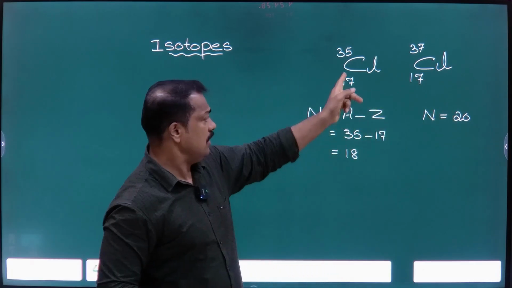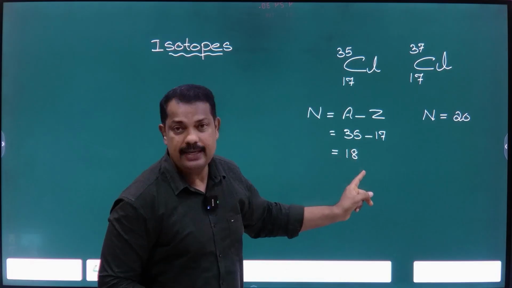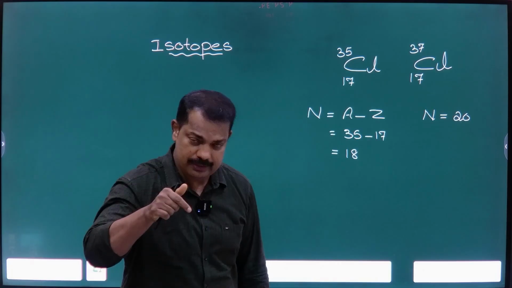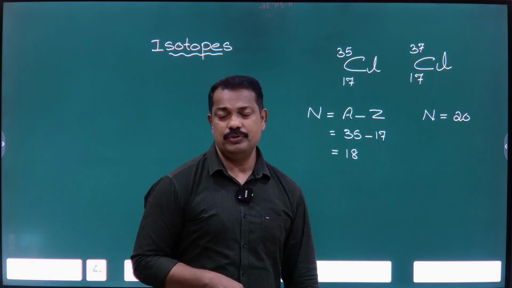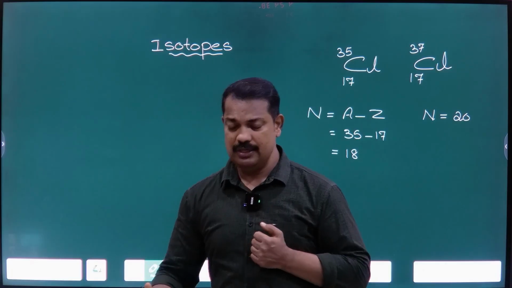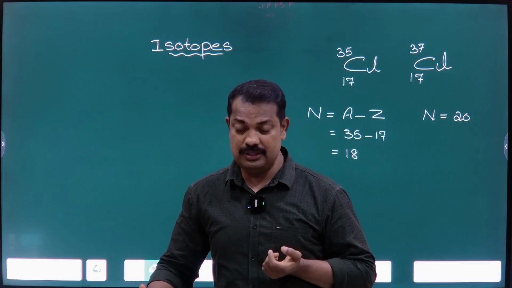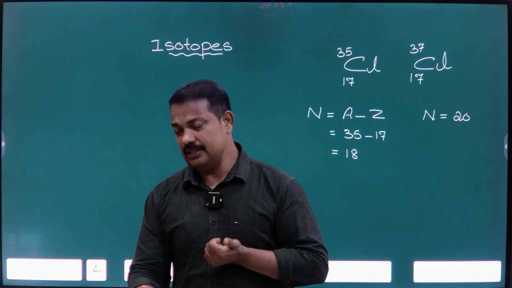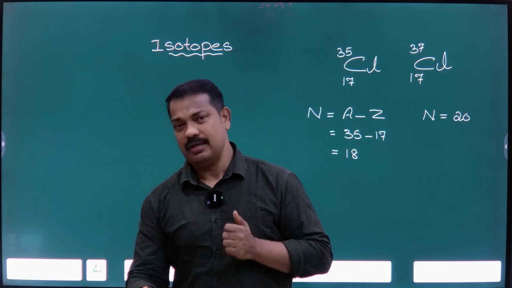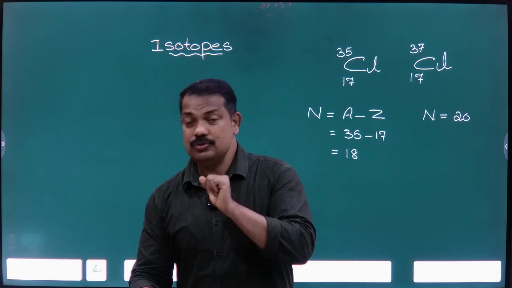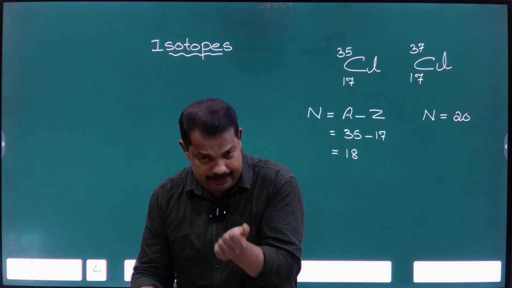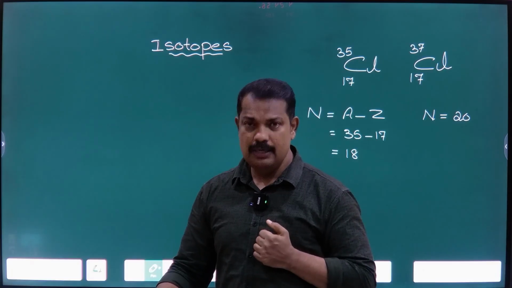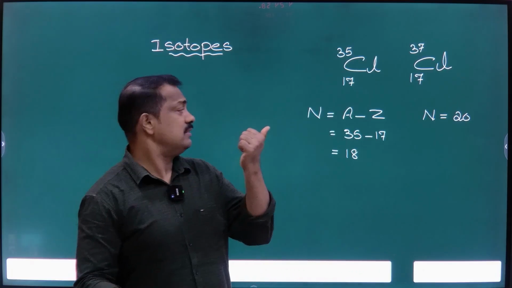In the first case, the number of neutrons is equal to 18, and in the second case, the number of neutrons is equal to 20. Because of this difference in the number of neutrons in the nucleus, the mass number also changes. That is the reason for isotopes. Isotopes are atoms of the same element having the same atomic number but different mass number.